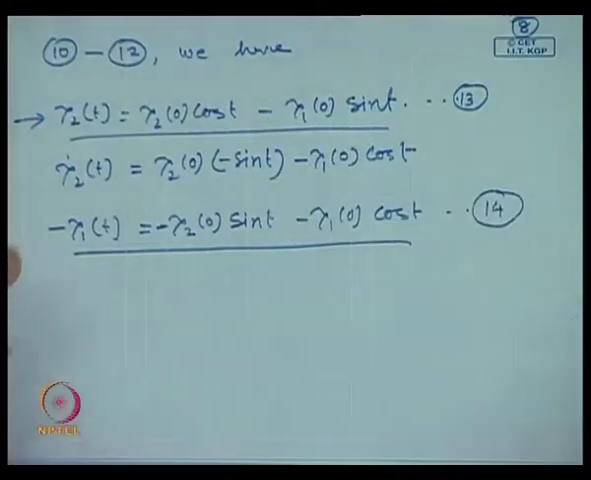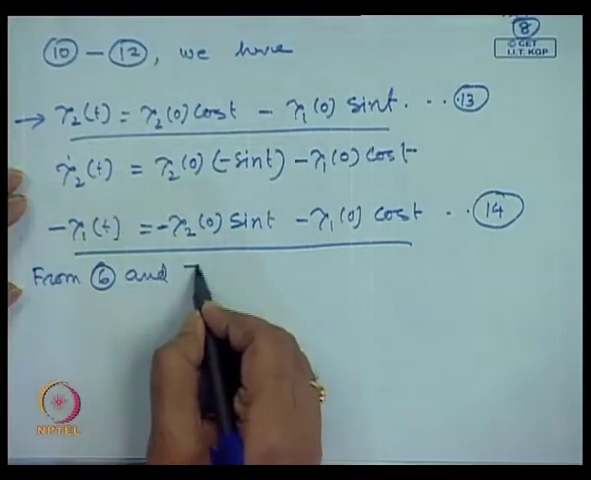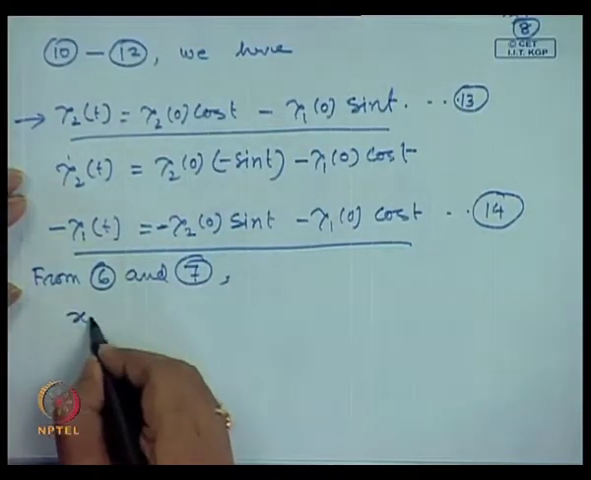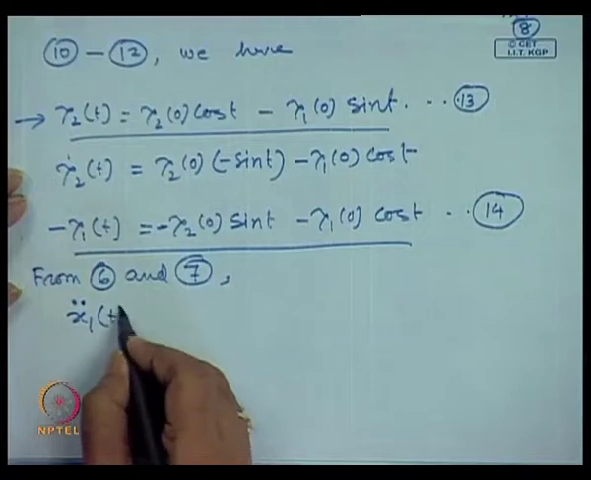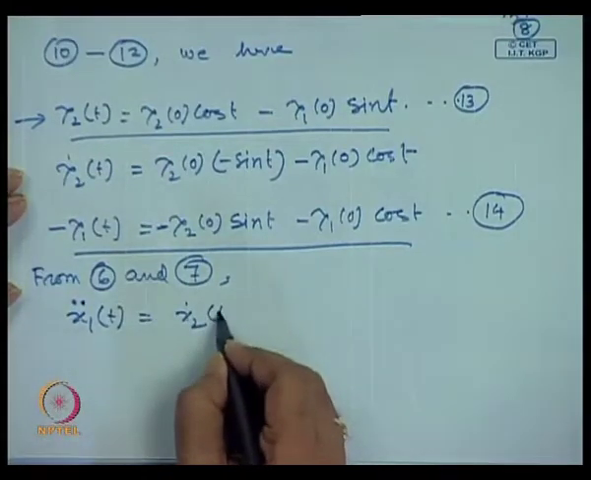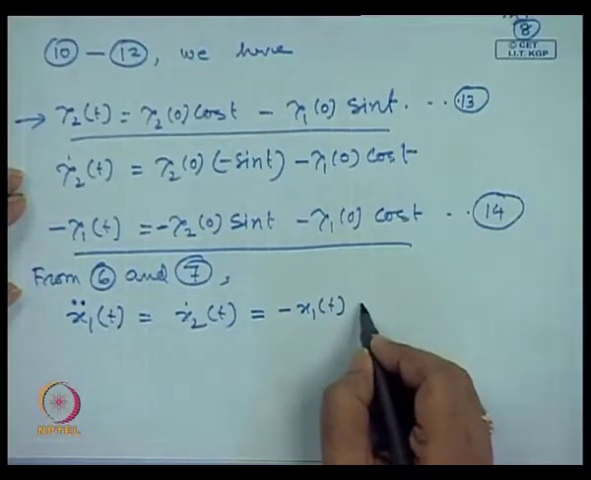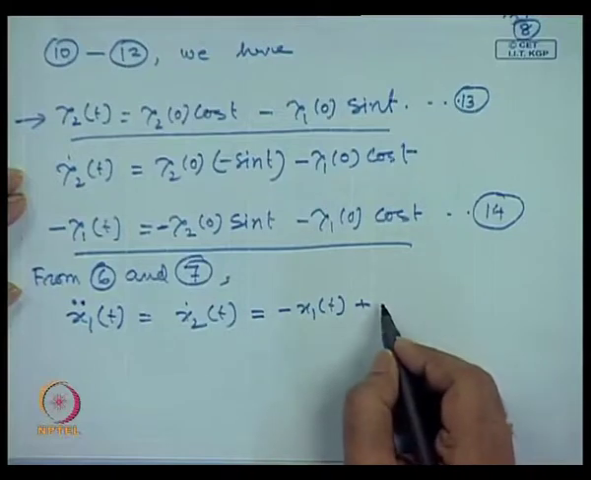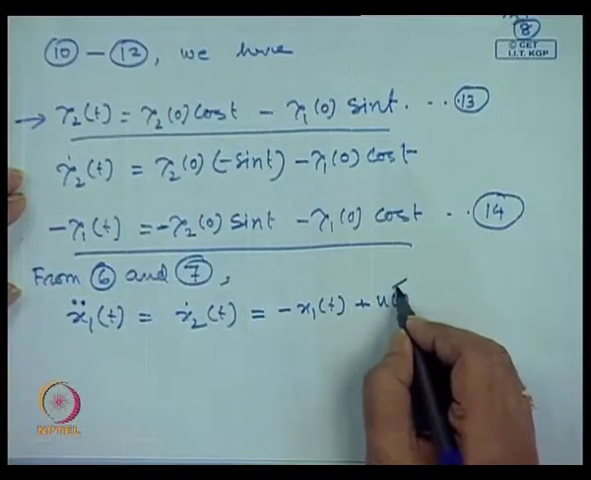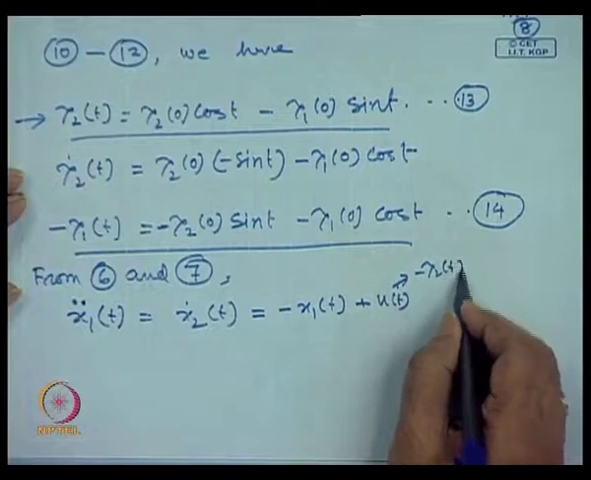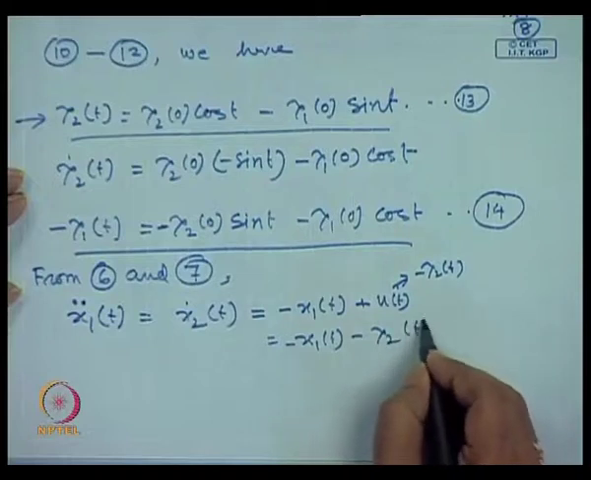So, I am writing now from 6 and 7: x 1 dot, differentiating with respect to time once again, is equal to x 2 dot, and x 2 dot is equal to minus x 1 of t plus u of t. And what is u of t? It is minus lambda 2 of t. So, this will be minus x 1 of t minus lambda 2 of t. Agree?